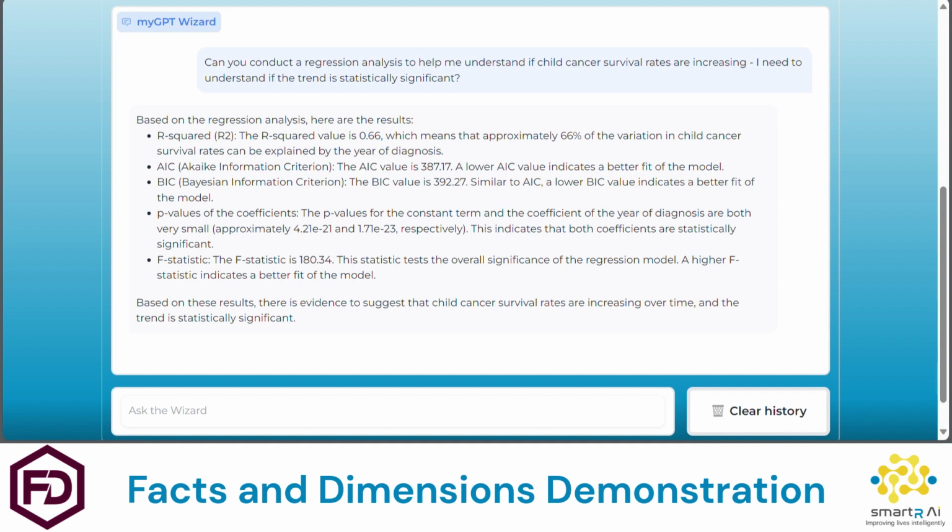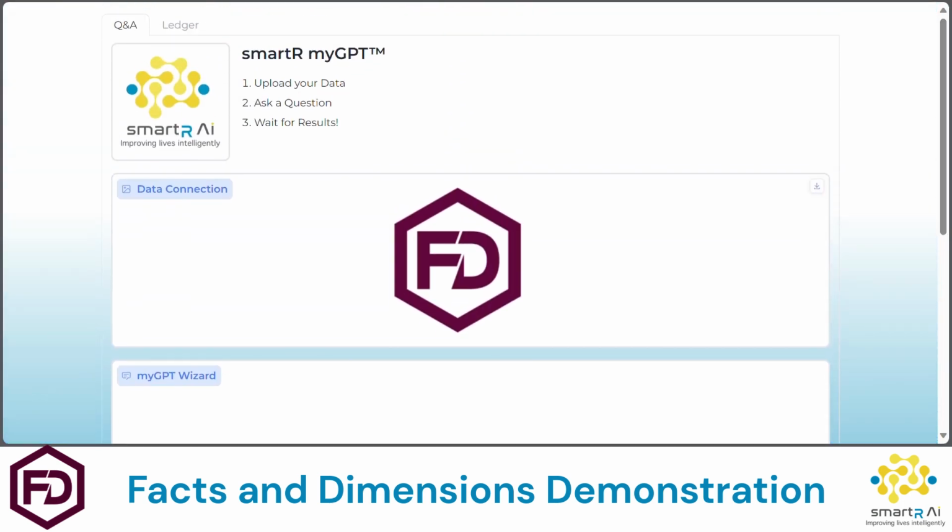MyGPT has helped us through the full analysis here, from providing locations for the data, our initial investigations into correlations, and the line plots we saw earlier, right through to more formal analysis. Pairing the MyGPT system with the Facts and Dimensions database allows you to make better informed business decisions.